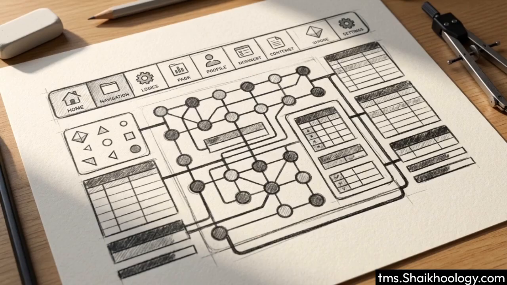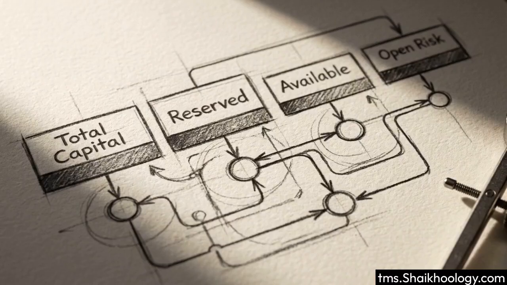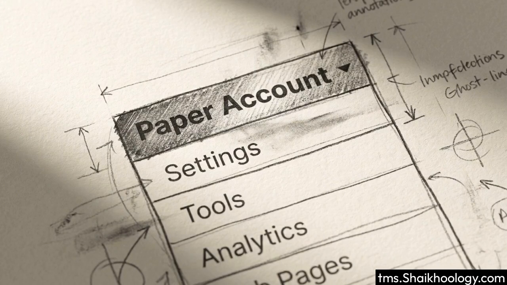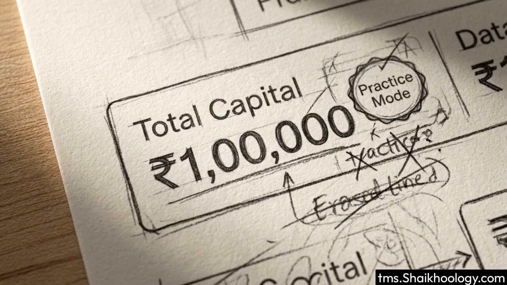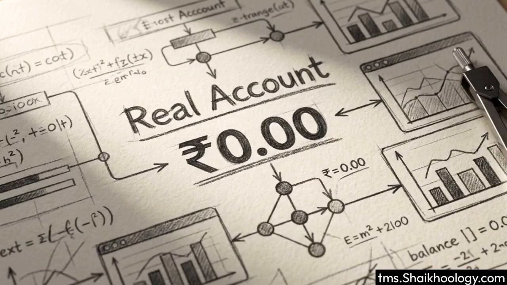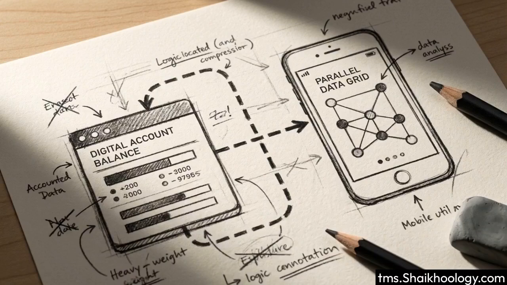After logging in via Google, you land on the main dashboard. Notice the 4 primary metrics at the top: total capital, reserved, available, and open risk. These track exactly where your funds are allocated. Click the Account Switcher dropdown. By default, you are in the paper account. This is your practice environment, loaded with 1 lakh in virtual rupees, so you can test setups safely. Switch over to the real account, and you will see it starts at 0. This section must strictly mirror the actual cash balance you hold in your external brokerage account.